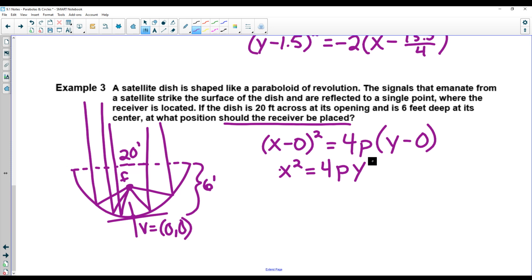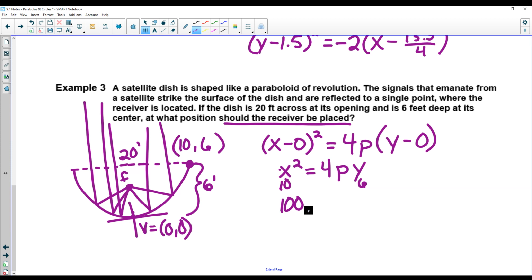Now I need to find p because p is my answer. P is the distance from the vertex to focus. That'll give me my answer right there. How am I going to find p though? I got 3 unknowns. Well, you can use the information they gave you, the 20 and the 6, and you can make a point on this parabola. This point right here, I can tell its coordinates. Its coordinates would be 10 over and 6 up. So now I have an xy coordinate that it runs into. I can put 10 in for x. I can put 6 in for y, and I can solve for p, no problem.